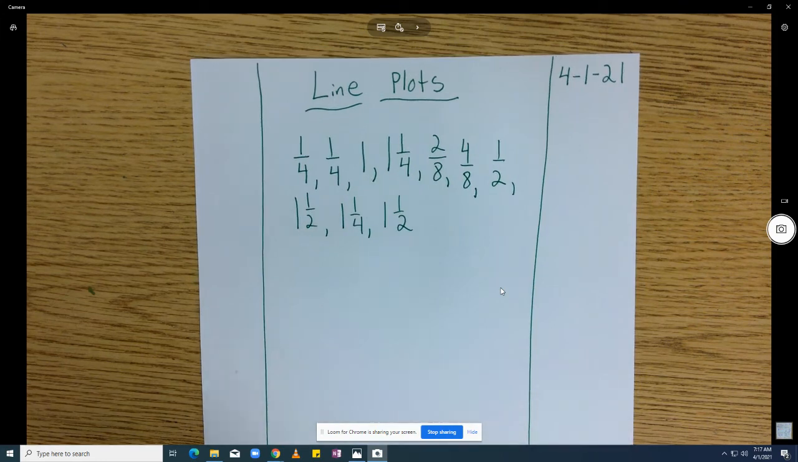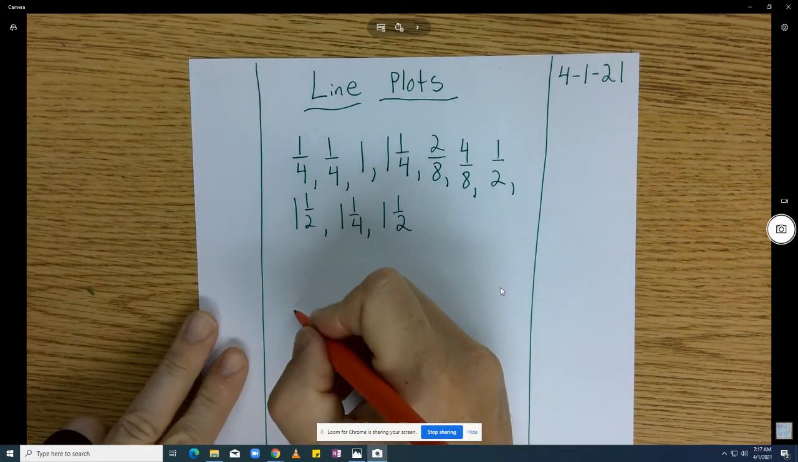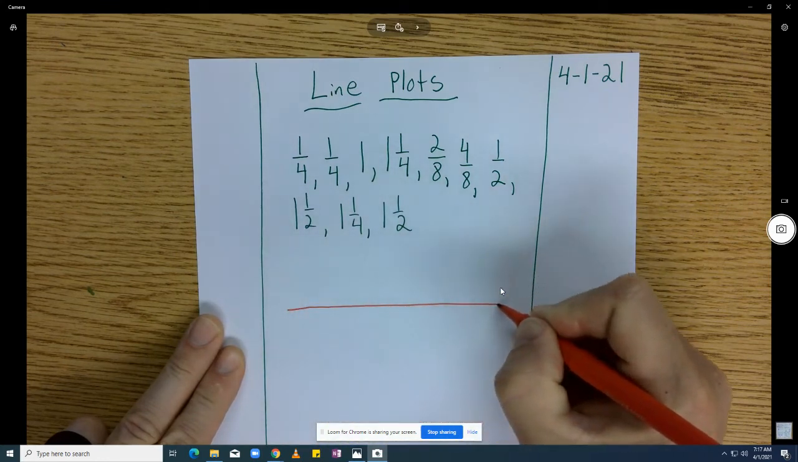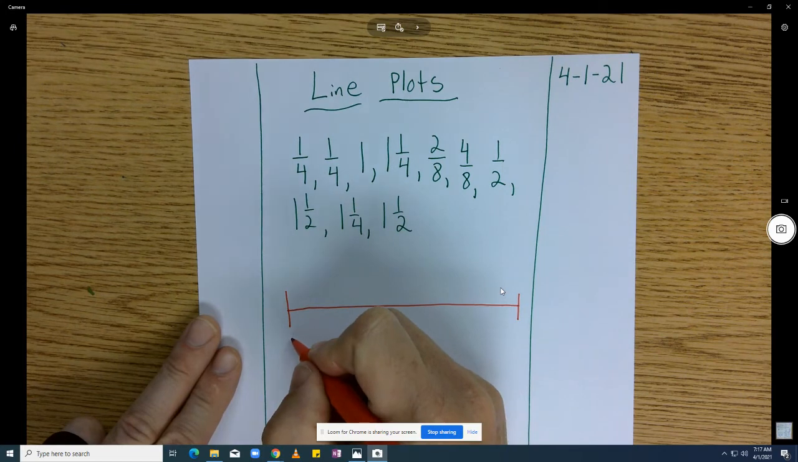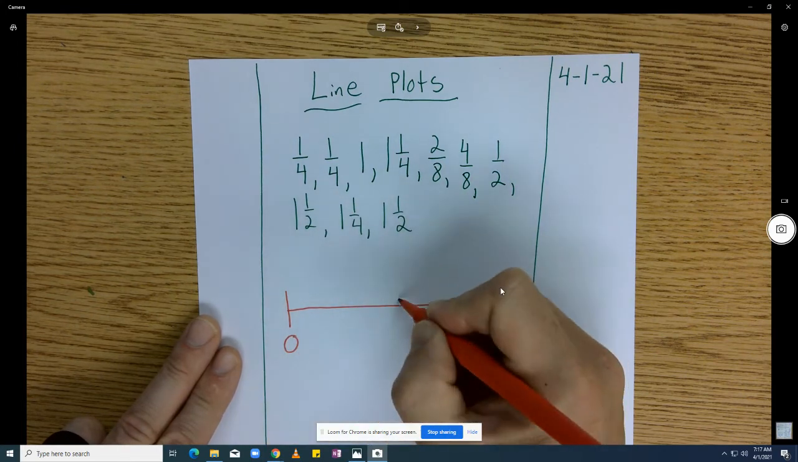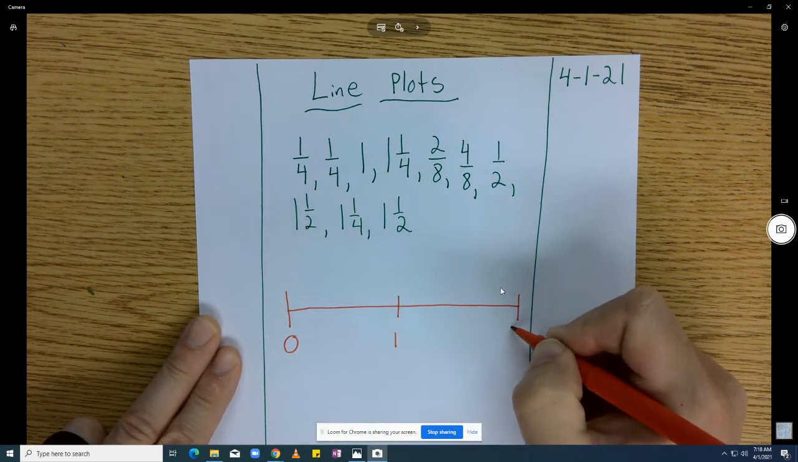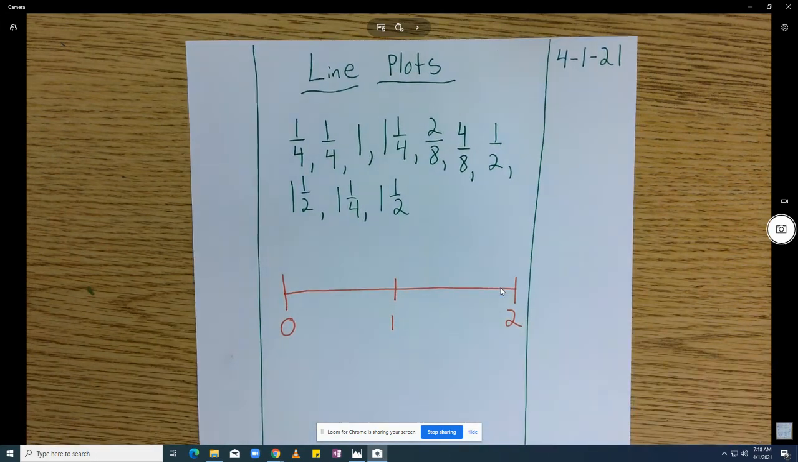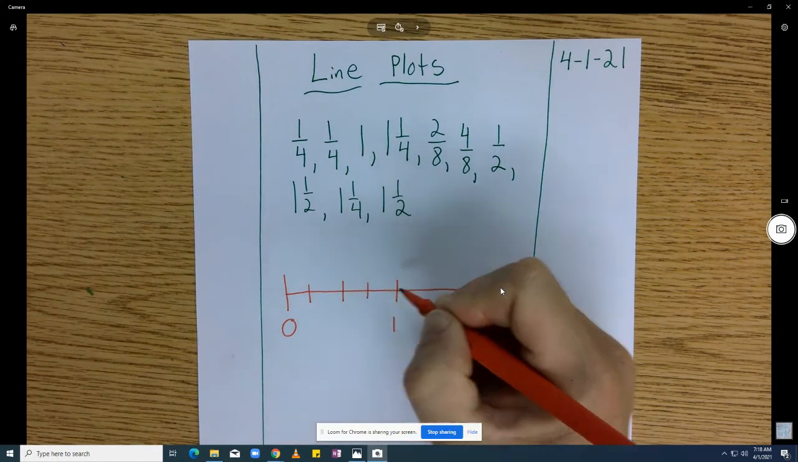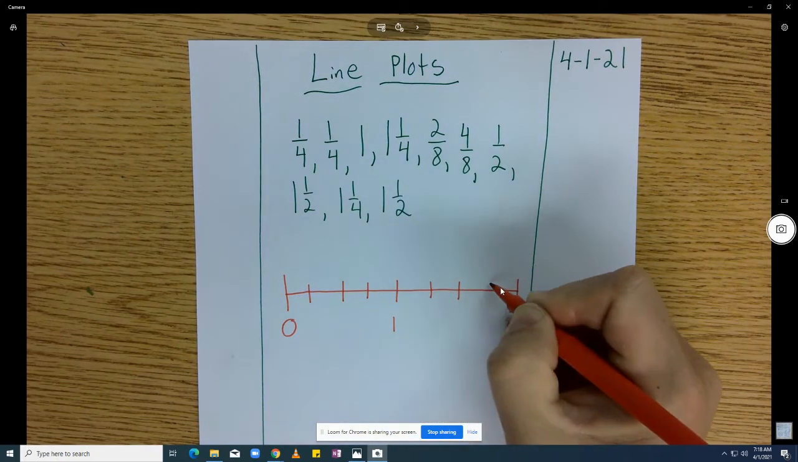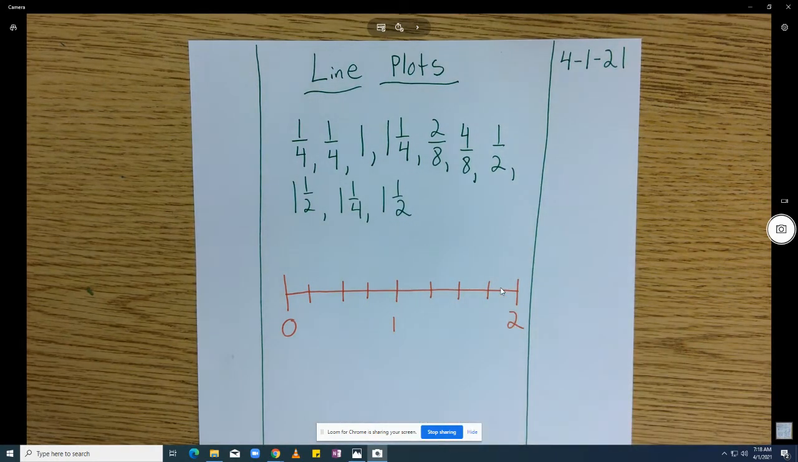I'll switch colors here. Let's go with red. All right, so let's make our line plot, which is really just a number line. We're going to do it a tiny bit different than they did it. Let's do 0, 1, and 2. Okay. And then let's cut this into fourths. So we got a half of a half, half of a half. Let's label all of our parts here.